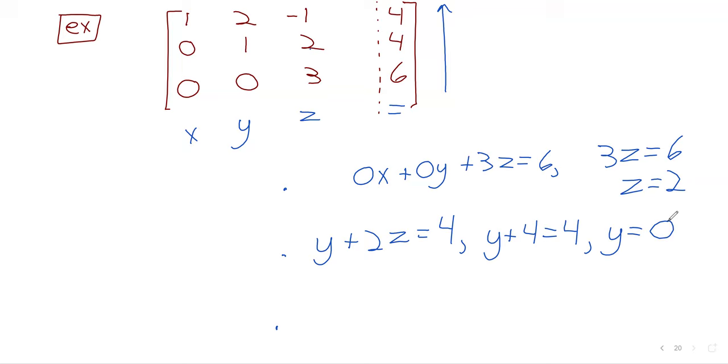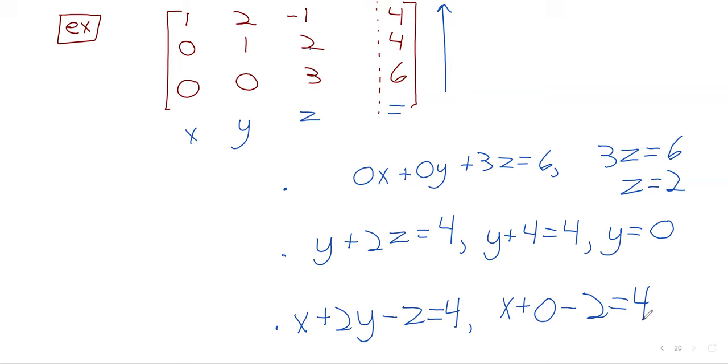And then move up a row. This tells us that 1x plus 2y minus z equals 4. But we know what z is and we know what y is. So x plus 0 minus 2 equals 4. x equals 6. And our solution then is 6, 0, 2.